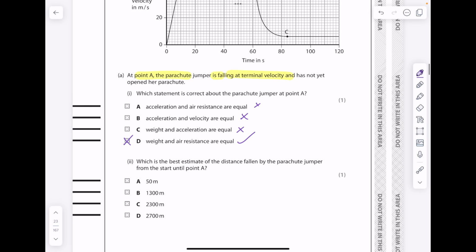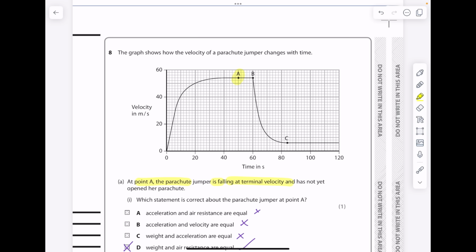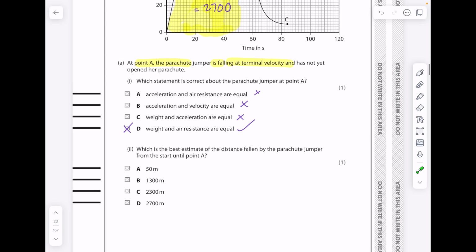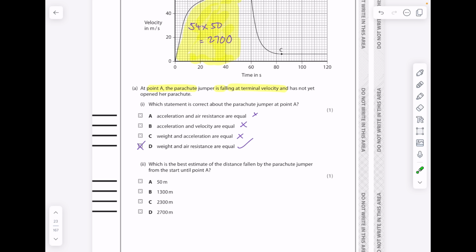Which is the best estimate of the distance fallen by the parachute jumper from the start until point A? So we are looking only at the area under the graph, but for this portion of the graph from the start to point A. So they want us to estimate. I'm going to estimate that as a square. So I'm finding the area of 54 times 50. But obviously I need that number to be slightly less because it's not a full square. But let's see what we have here. Oh yeah, perfect. Which is the best estimate? Look, I need it to be slightly less than that, so I'm going to go in at C, 2,300.